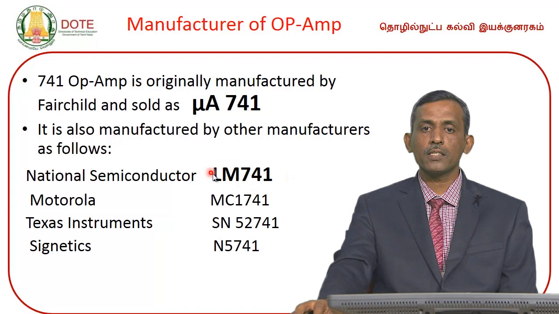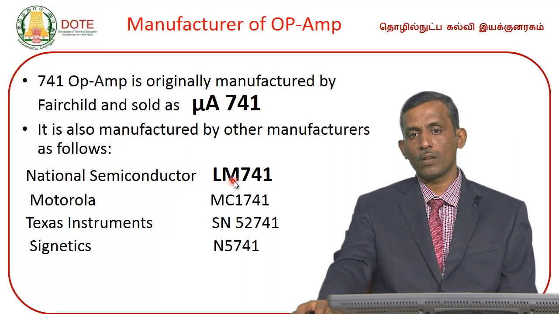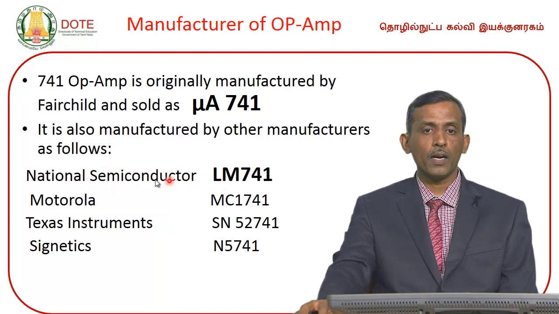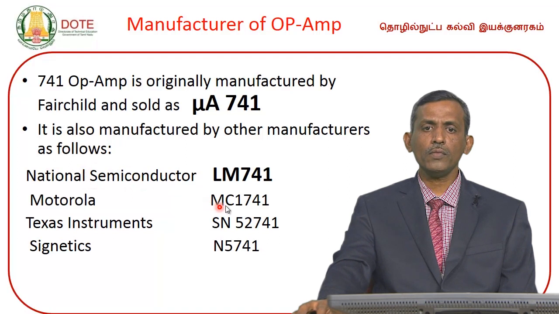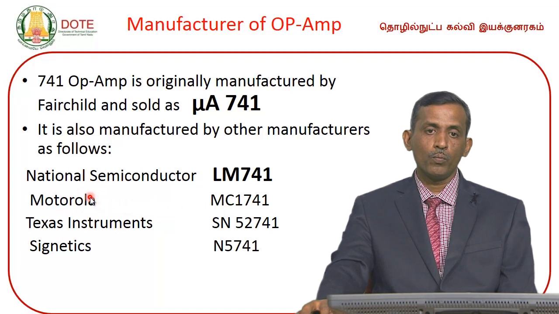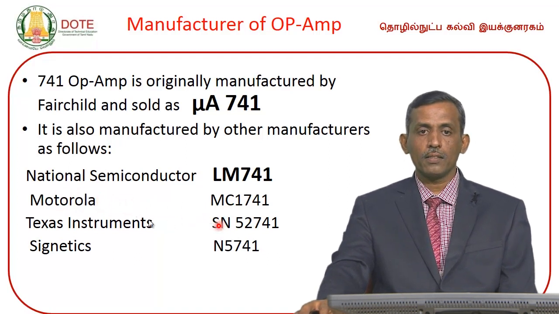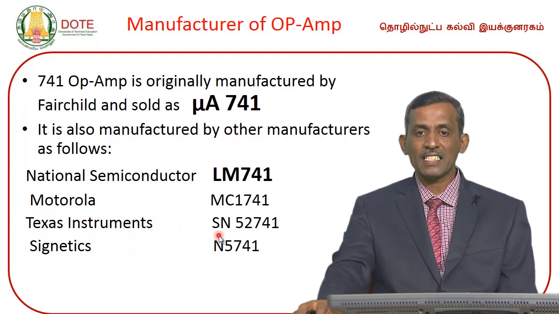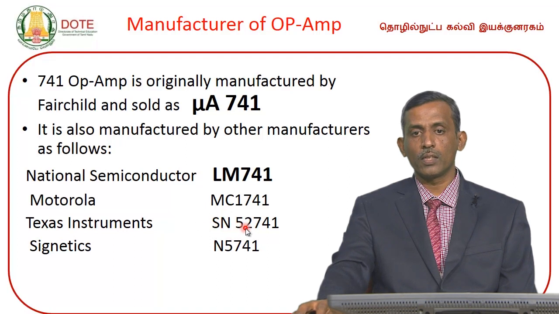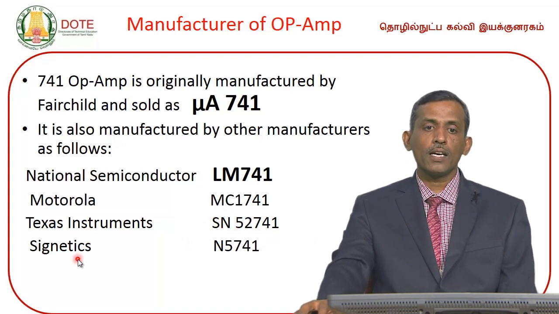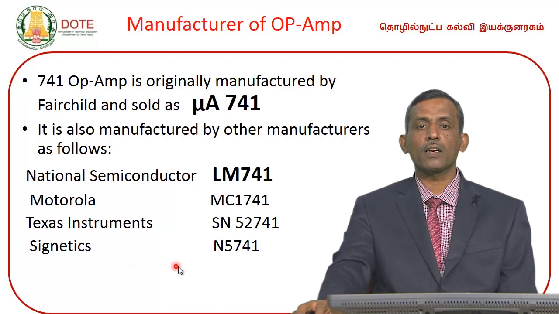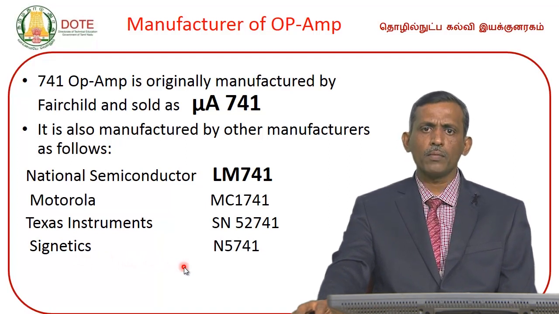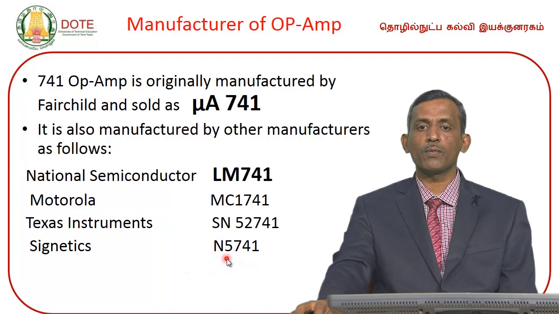The LM indicates the National Semiconductor company, that initial indicates the manufacturer National Semiconductor, and MC741, MC indicates the manufacturer Motorola, and the Texas Instruments is manufacturing the same IC with the code SN52741, and Signetics Corporation is the other manufacturer fabricating the same device with this name N5741.